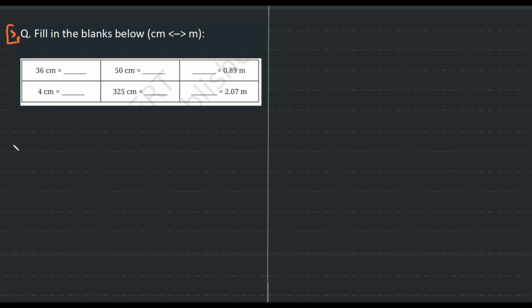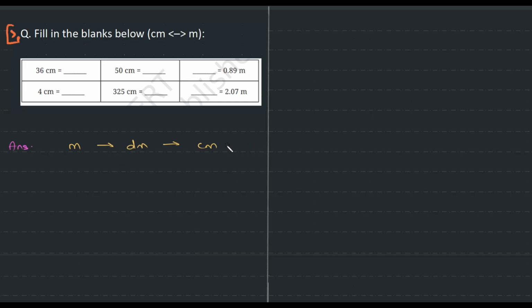We are looking at converting centimeters to meters or meters to centimeters. For all of this question, we need to know this fact. That is, we have meter, then we have decimeter, centimeter, and millimeter.